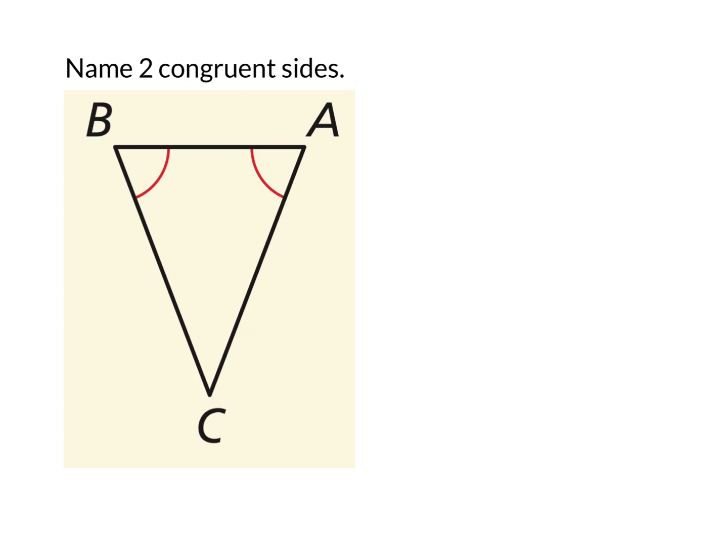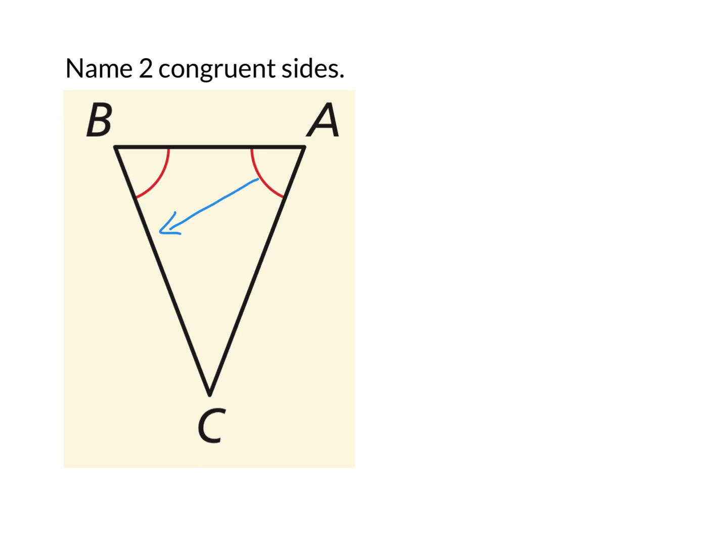All right, when I look at this, how many congruent angles do I have? Two. So if I have two congruent angles, class, how many congruent sides am I going to have? Two. All right. And they're going to be opposite. So let's start at angle A, and let's draw an arrow to the opposite side. Notice this opposite side does not touch this angle. So this opposite side is going to be congruent.